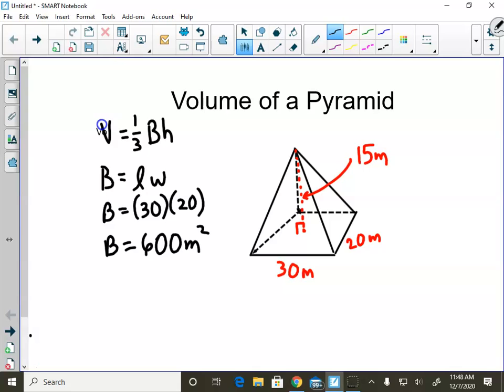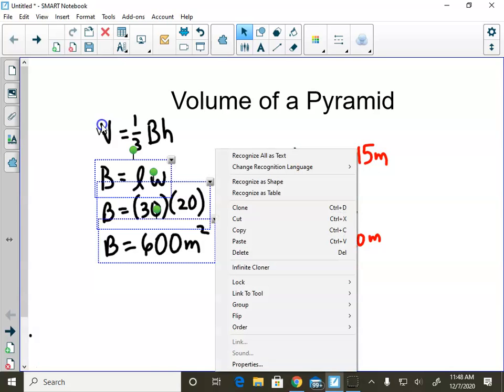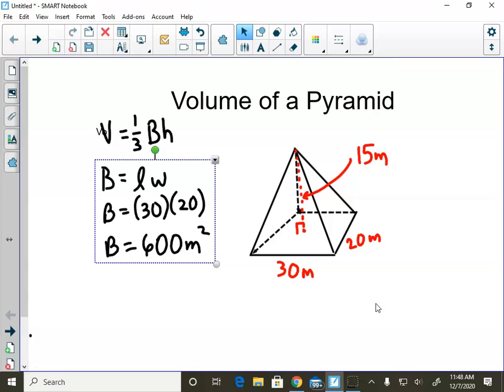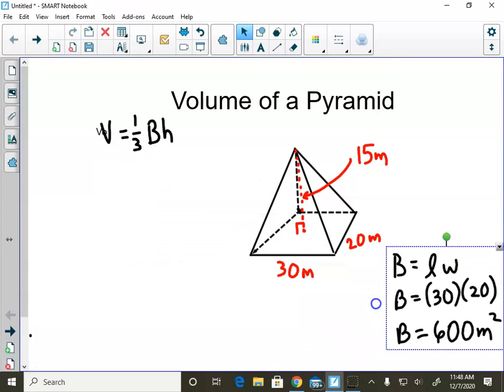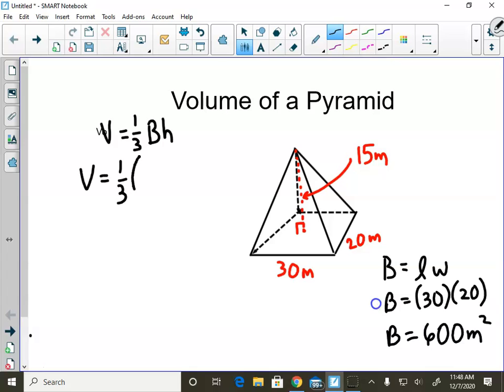Okay, so now we know what the area of the base is. All of this is used to find that capital B. And now we've done that. So let's just group this together, and we're just going to stick it over here on the side. We'll come back to that later. So now we can substitute that in to find the volume of our pyramid. Our volume is going to be equal to 1/3. Now the area of the base we figured out is 600 meters squared times the height of our pyramid.